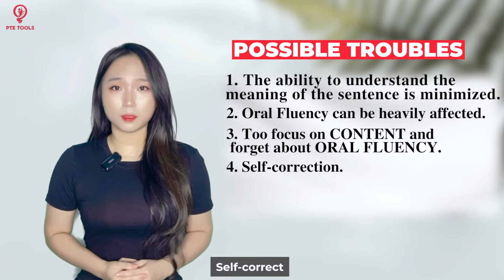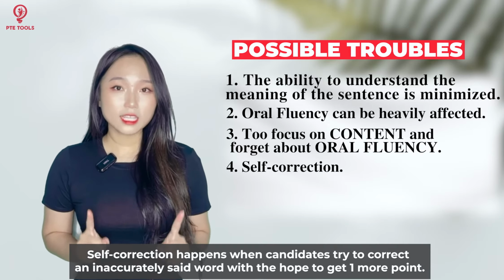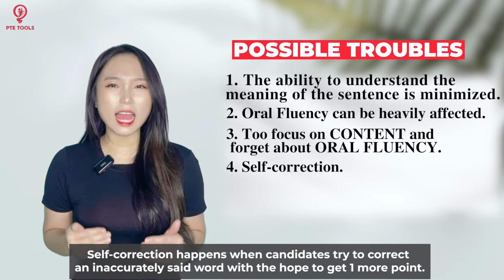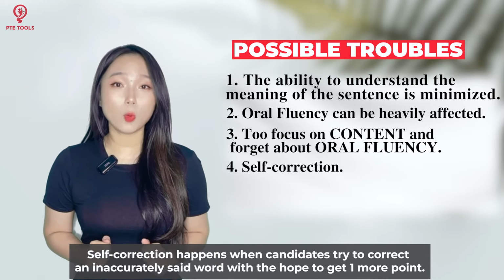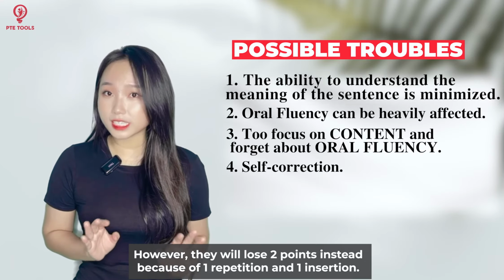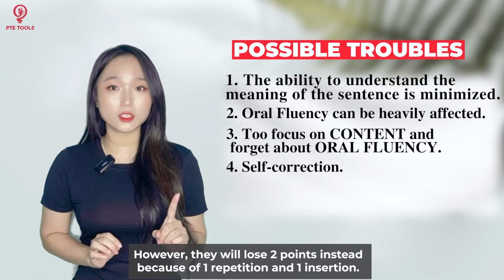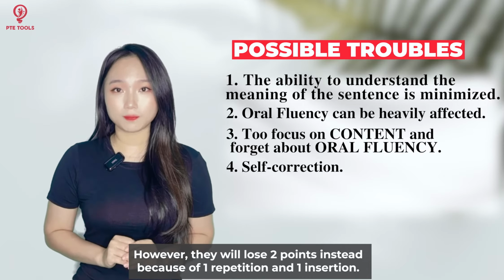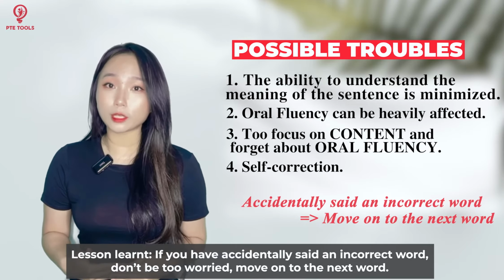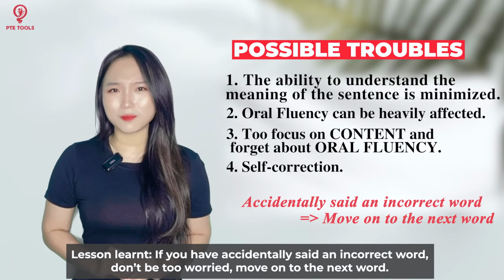The next problem, self-correct. Self-correction happens when candidates try to correct an inaccurately said word with the hope to get 1 more point. However, they will lose 2 points instead because of 1 repetition and 1 insertion. Lesson learned. If you have accidentally said an incorrect word, don't be too worried. Move on to the next word.